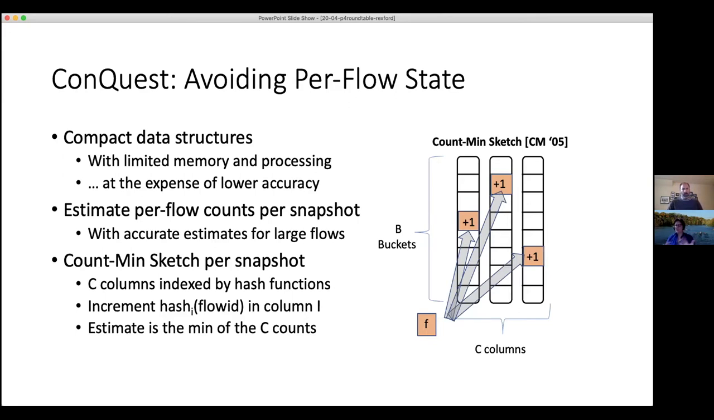Some packets from different flows will collide in one or more of the columns, but generally the minimum of the columns will be a good estimate of the total count for this particular flow. Maybe a slight overestimate, but usually with very low error. And so essentially then, what ConQuest is, is a set of Count-Min sketches that are constantly keeping track of the most relevant windows of packets that have been sitting in the queue so that we can count across them to figure out a particular flow's contribution to the queue when we're handling a packet from that flow.